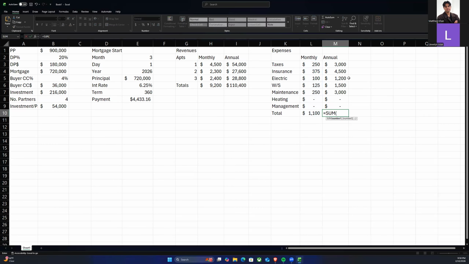$1,100 a month is basically how much it's going to cost you to run the building. $13,000 per year. Okay, now there are two expenses that are left out. Let's talk about vacancy first. Just type it in. We're going to delete it, but just so that we know we're talking about it.